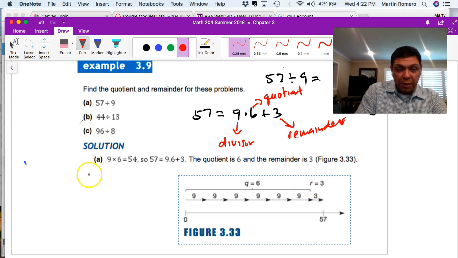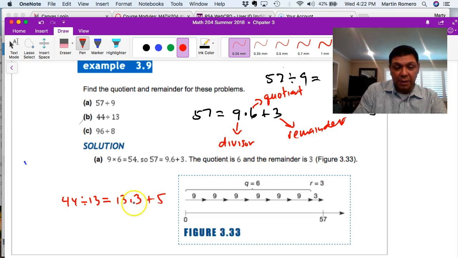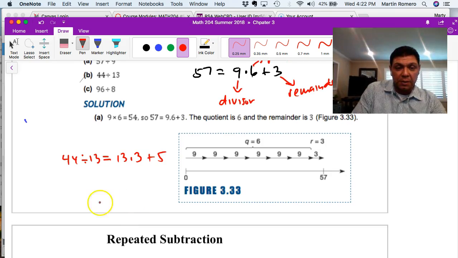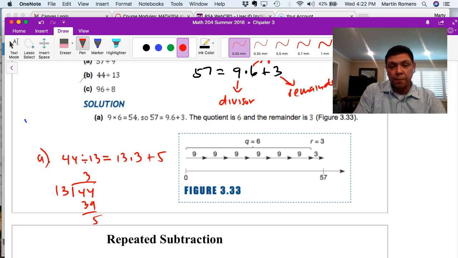Now, what does this look like for 44? What do we know about 44 divided by 13? What we know from there is that it would be 13 times 3 plus 5. How did I just come up with that? Well, I did the division algorithm. How many times does 13 go into 44? It goes in 3 times. What's the remainder? 5. And so that's where that gets produced.